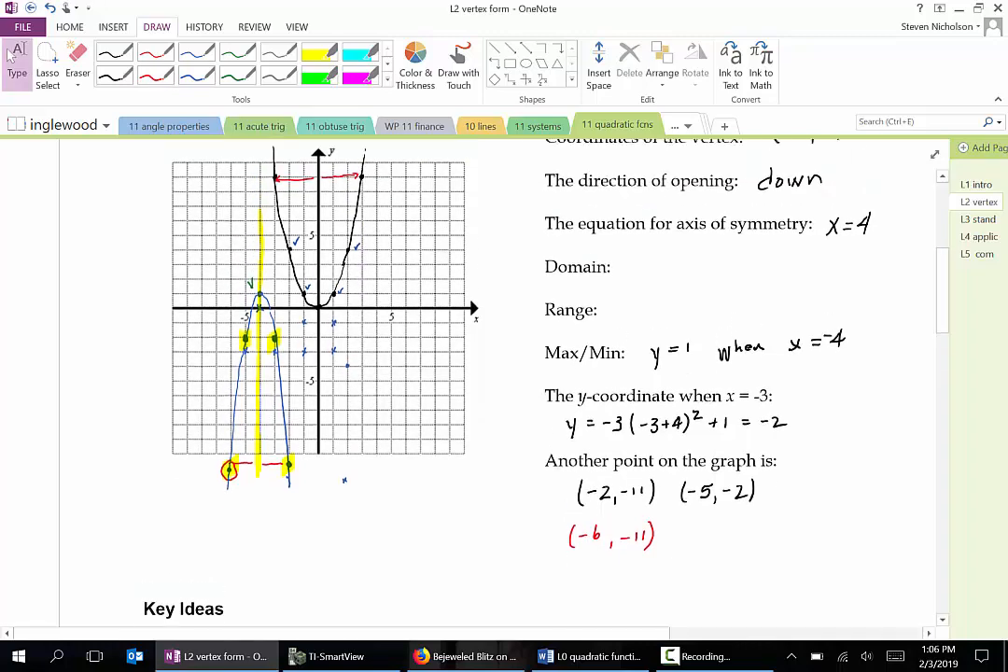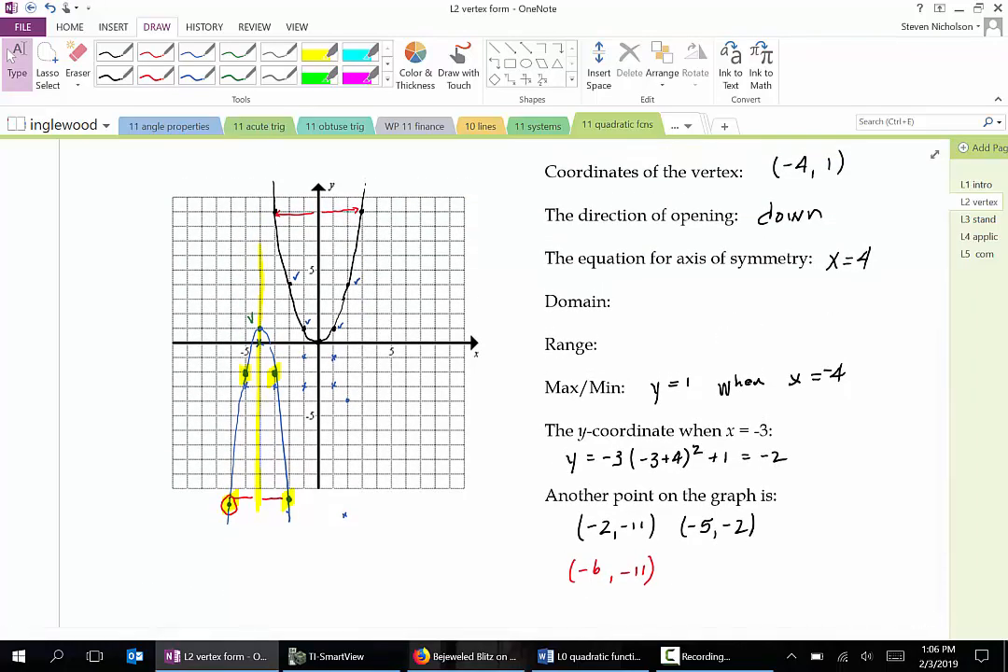Okay, the domain, remember, domain is a grade 10 thing, and domain is the x stuff that can happen, and parabolas are very easy.